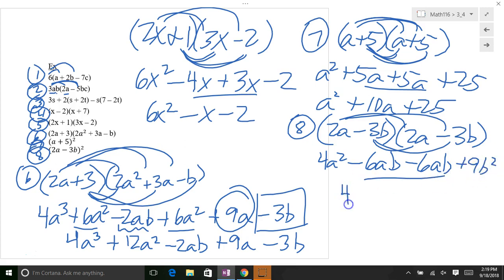Combine like terms. Negative 6 apple bananas minus another 6 apple bananas, I'm in debt 12 apple bananas.